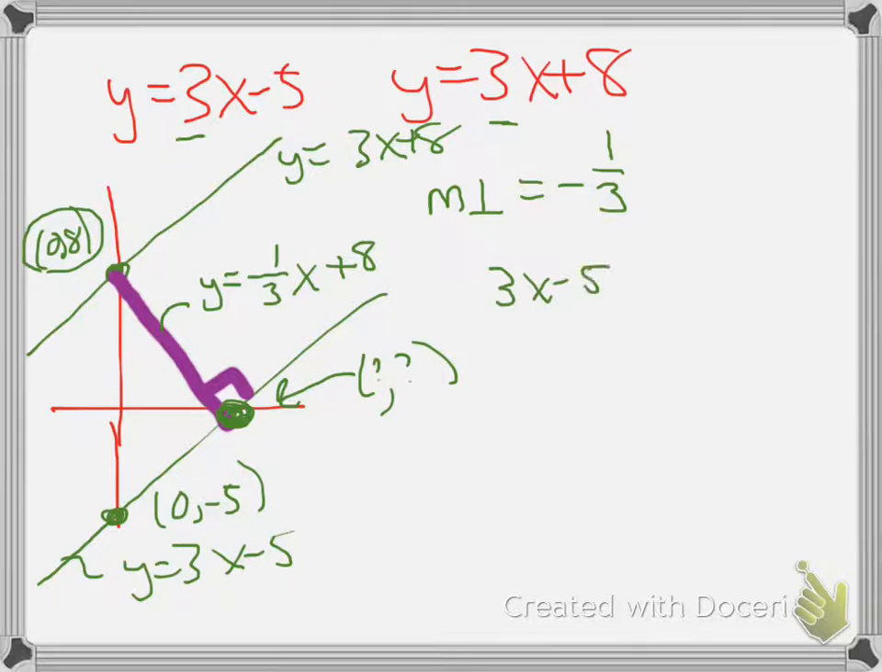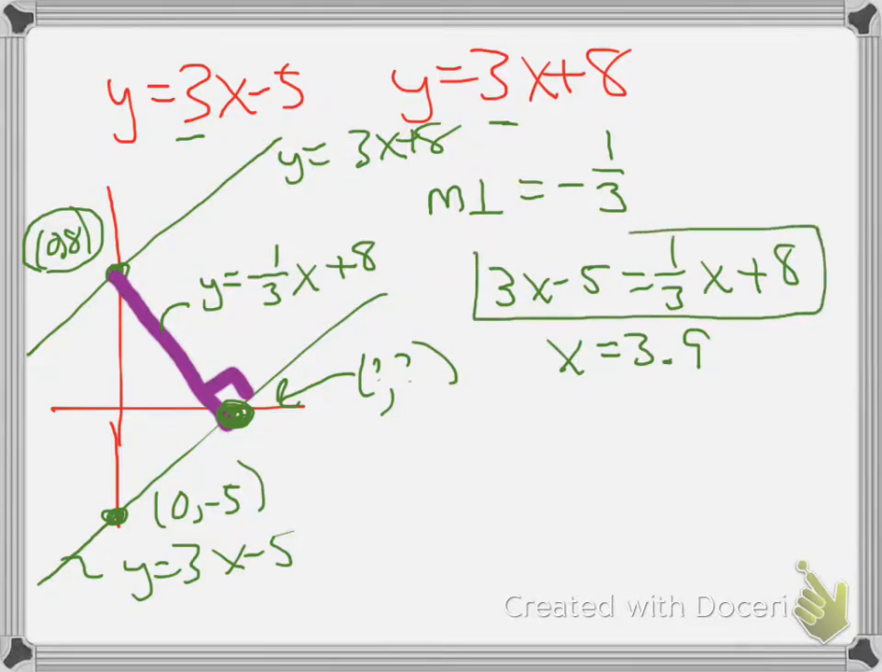3x minus 5 equals negative 1/3 x plus 8. Okay, it takes a couple steps to get there, but if you get there, you will get that x is 3.9 when you solve this. And I'll assume if you take your time long enough, you can solve that. I would start by multiplying every term by 3 to get rid of fractions. Okay, once you're there, you can get the y value by plugging the 3.9 into either of the lines we just came from. I'm going to plug it into the bottom line, which is the 3x minus 5.